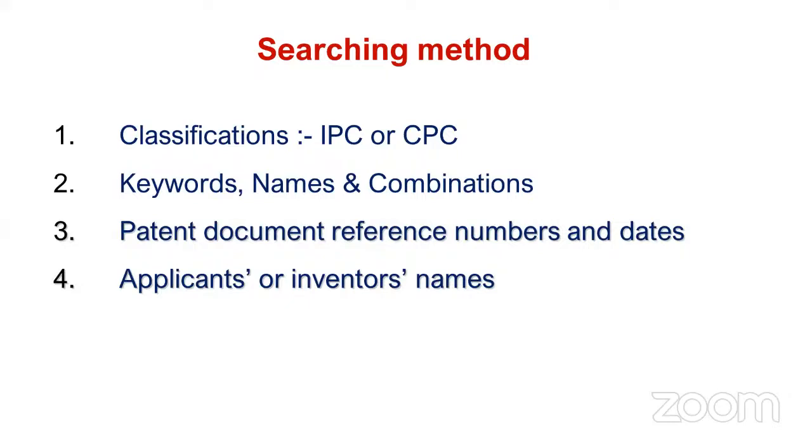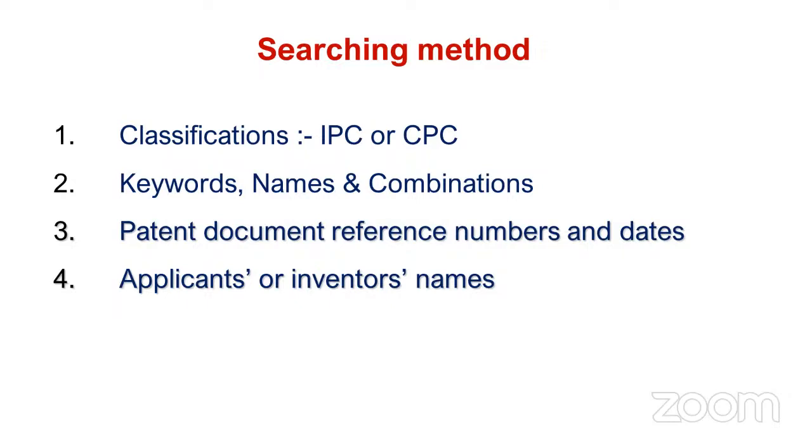IPC is the International Patent Classification System, and CPC is the Cooperative Patent Classification System. IPC is regulated by the WIPO, and the CPC is regulated by the European Patent Office and the US Patent Office. Through the IPC and CPC, we search through the keywords, name, and the combination also, and we find out the patent documents, reference number, and the date, and we also find out the name of applicant, name of the inventor, etc.